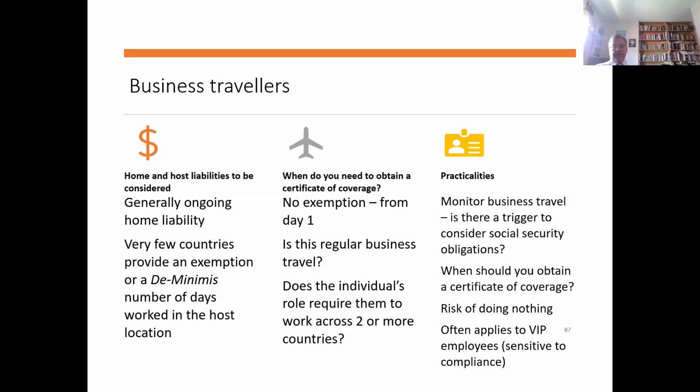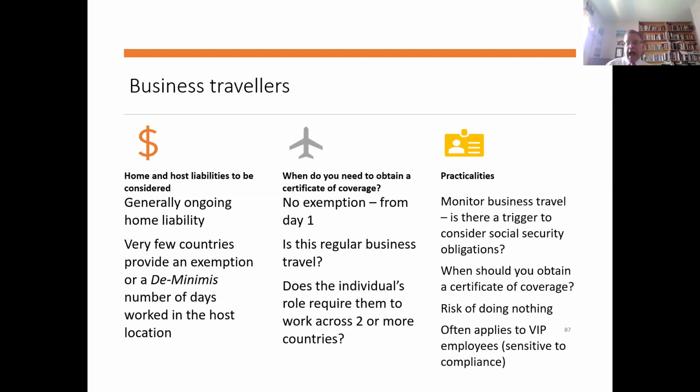When do you need to obtain a certificate of coverage? There is, again, strictly speaking, no exemption from day one, but is it regular business travel? Does the individual's role require them to work across 2 or more countries? Again, most countries are going to ignore the odd day or the odd week in their country. I think Brazil is the exception to that. But again, once you get beyond 30 days, you do need to think about this more carefully. And then practicalities, monitoring business travel.